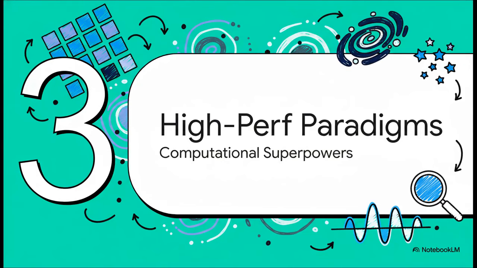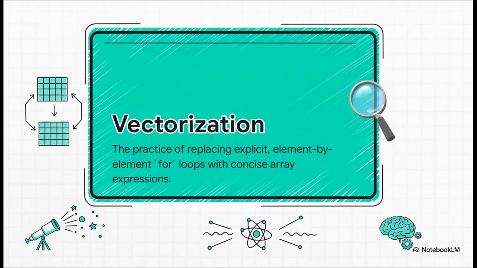Okay, so we've got this incredibly efficient data structure, but the real magic comes from how NumPy actually uses it. These are its computational superpowers. The first and most important superpower is called vectorization. Basically, instead of writing a slow Python for loop that goes through each item one by one, you write a single, clean expression that tells NumPy to operate on the entire array all at once.